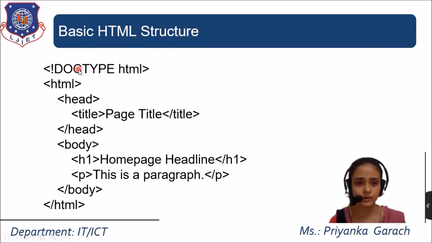That is, this is the document type. This is the starting of the HTML tag, and this is the ending tag of the HTML. Inside the HTML, we have the head tag. Inside the head tag, we have the title tag. And this is the body part of the HTML. So this is the very basic structure of the HTML. So when you are writing any HTML code, then you have to follow this structure.